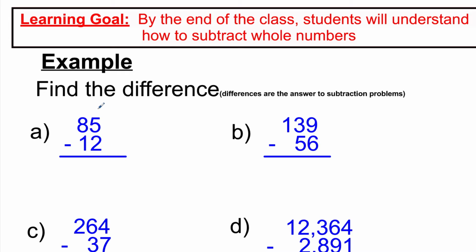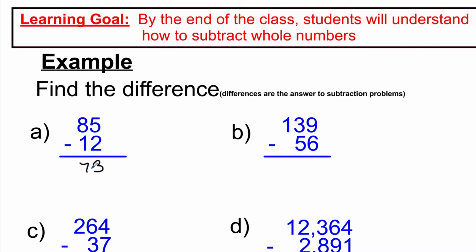Here's where things get a little trickier. We need to look at each place value. In this case we're looking at the ones place, and it's really important that the number on the top is larger. 5 minus 2 is 3. I can do that without having to deal with any negative numbers, so that's good. Then I move to the next one: 8 minus 1 is 7. Great, I'm finished.